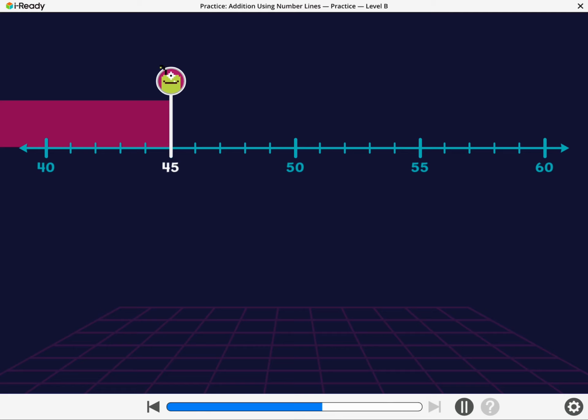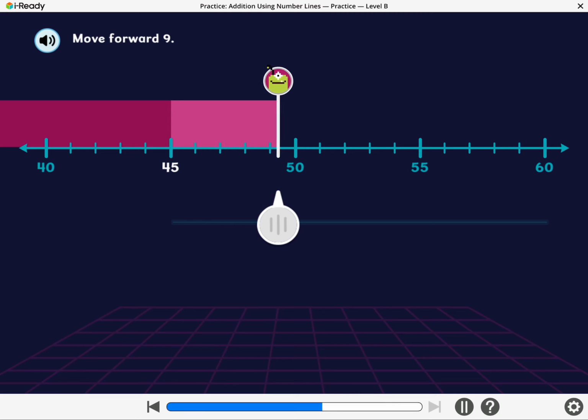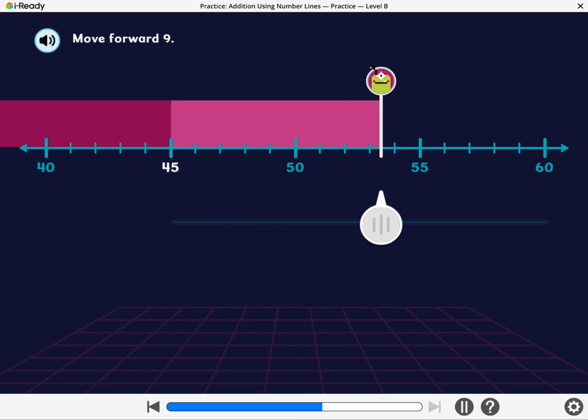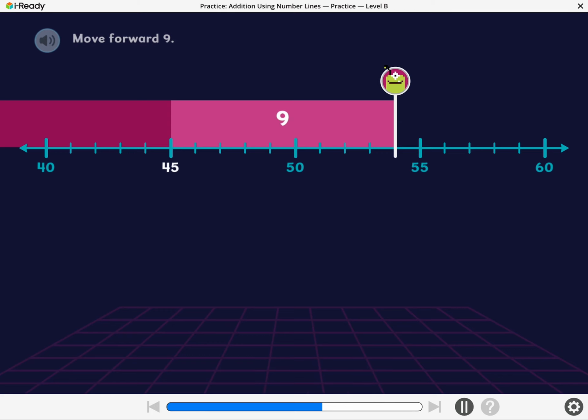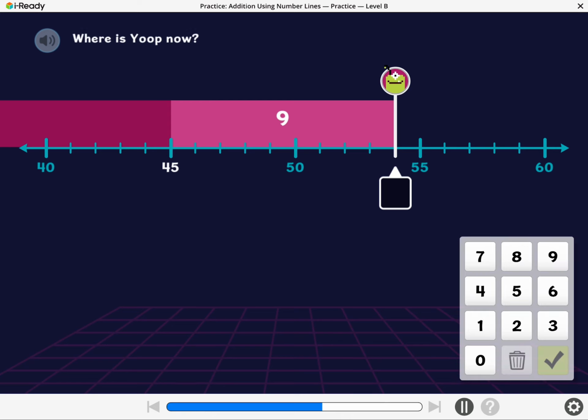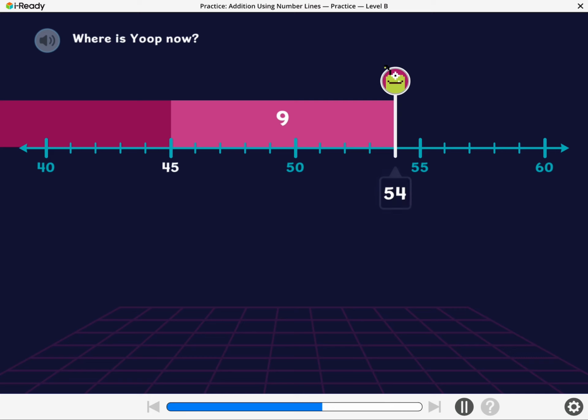Youp is at 45. Move forward 9. Where is Youp now? 45 plus 9 equals 54.